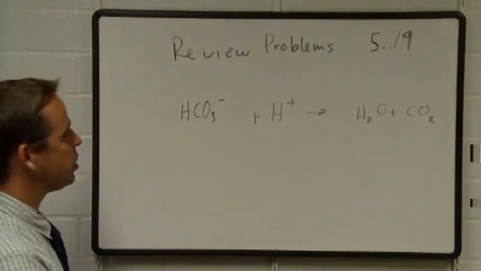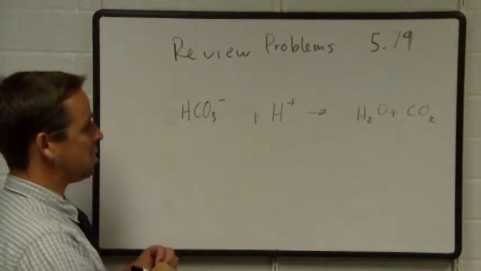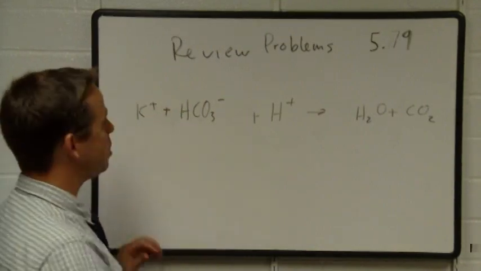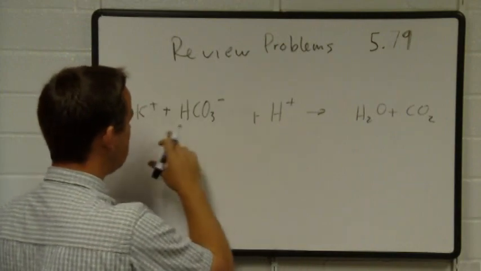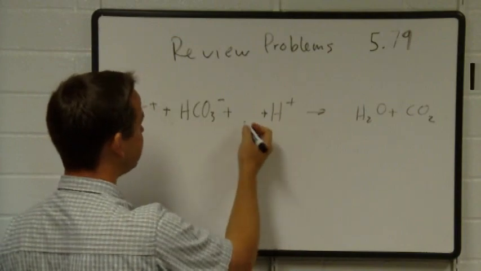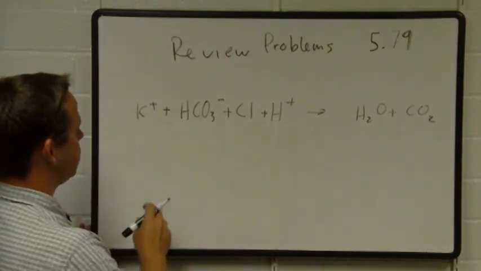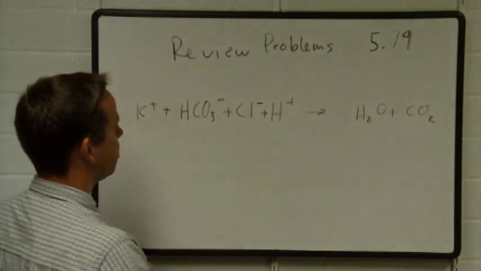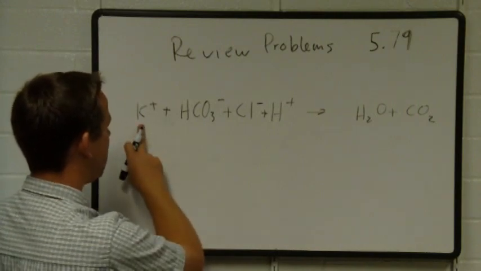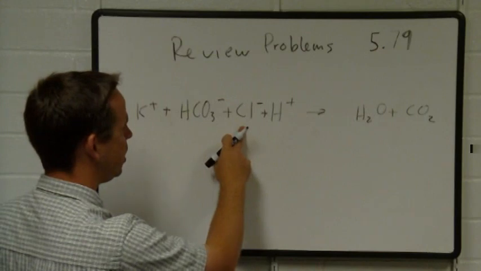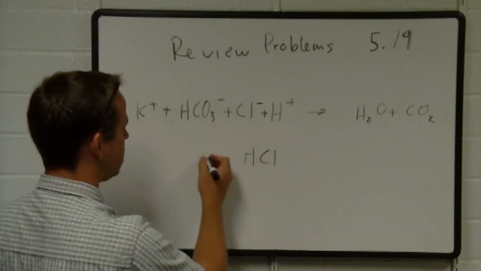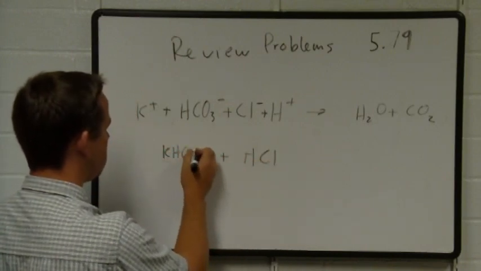So the molecular equation, this HCO3 minus would need something like maybe potassium, K plus. In the ionic equation, this compound here would need something that wouldn't interact with potassium and form any other compound, like Cl. So we have Cl minus. So we have potassium plus HCO3 minus plus Cl minus plus H plus. So then the molecular equation was HCl plus potassium bicarbonate, KHCO3.